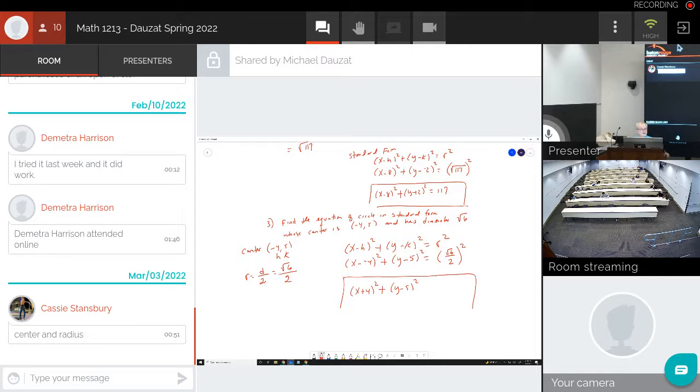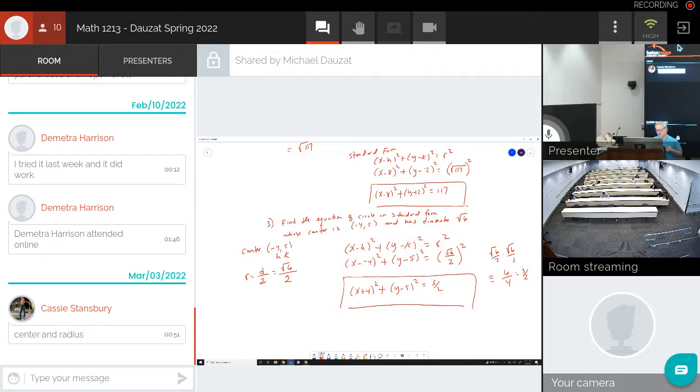So square root of 6 divided by 2 squared means the square root of 6 divided by 2 times itself. What's the square root of 6 times the square root of 6? 6. What's 2 times 2? 4. What's that reduced? 3/2. So there's your answer. Okay? So that's the equation of a circle.